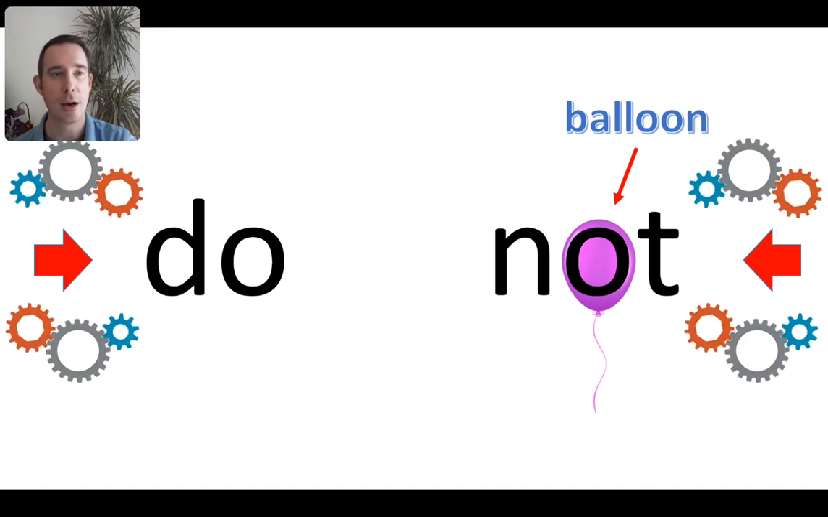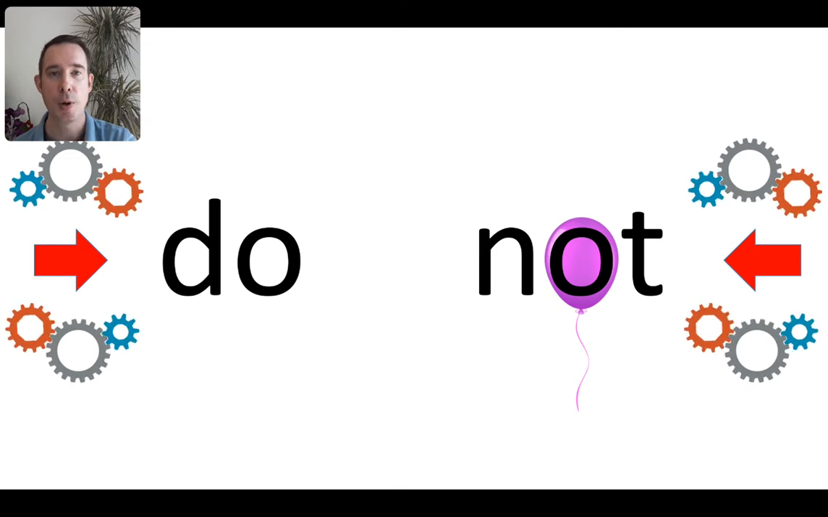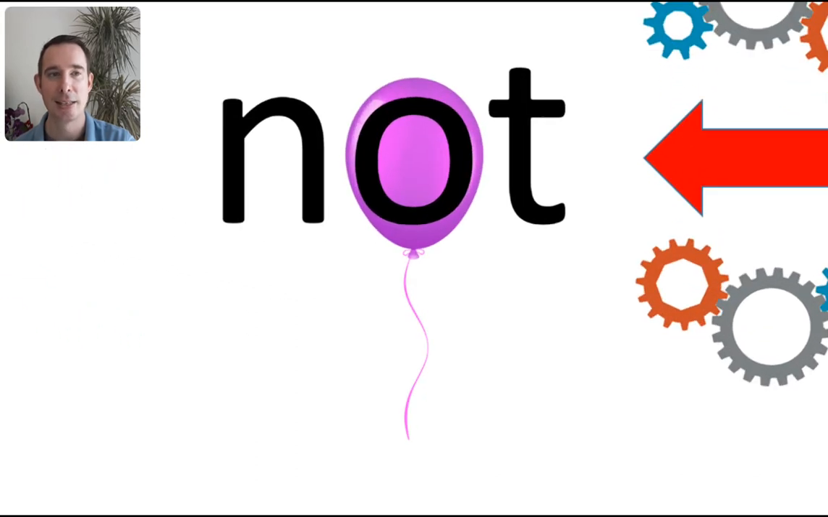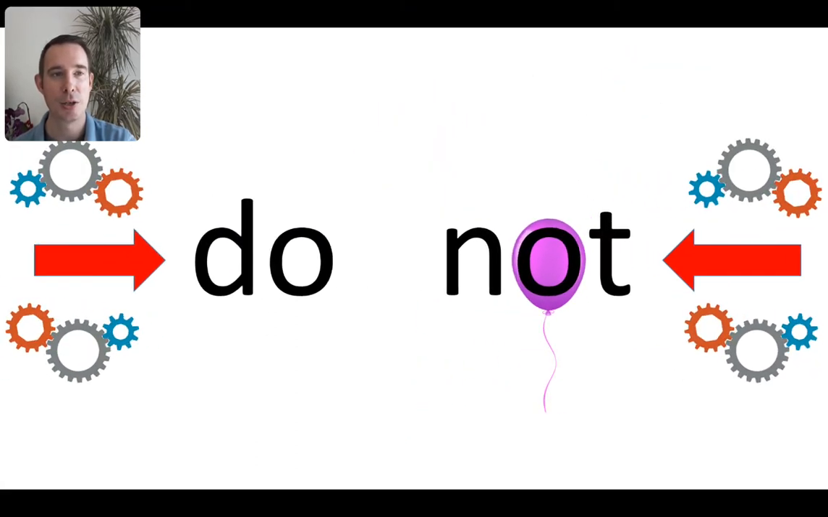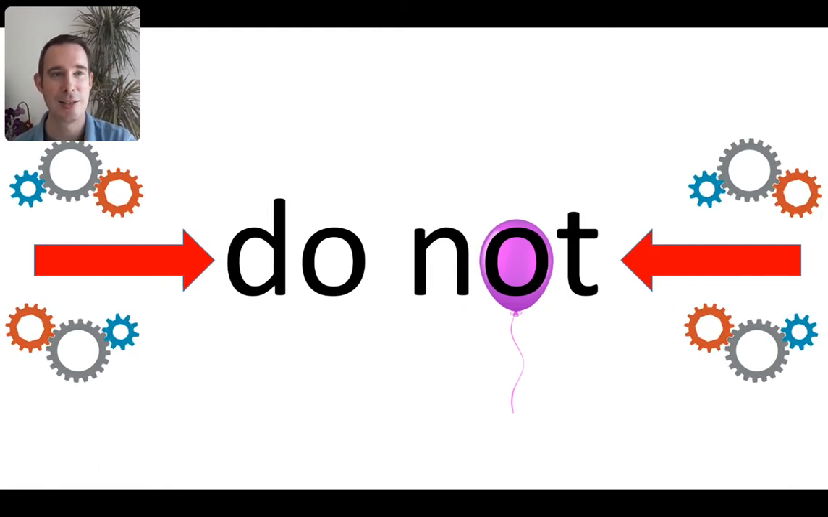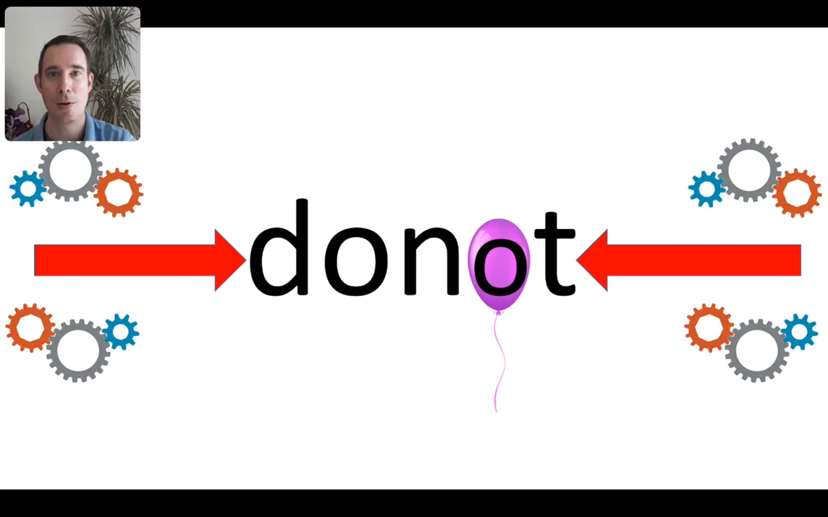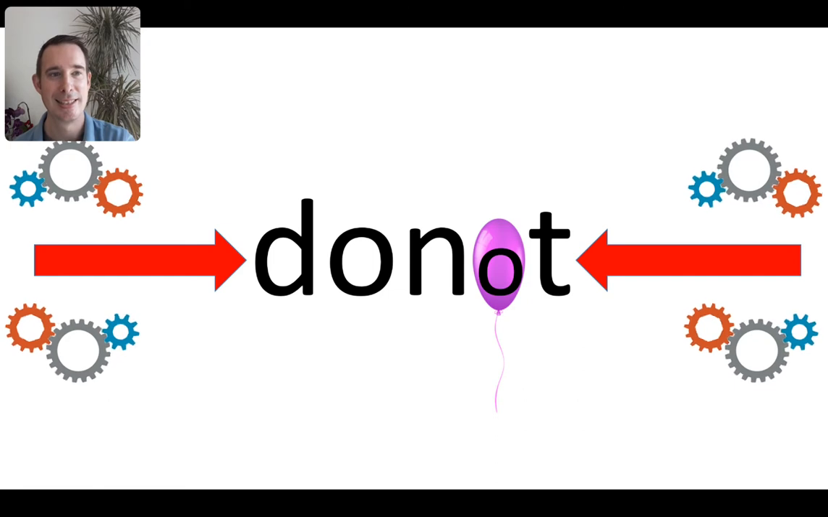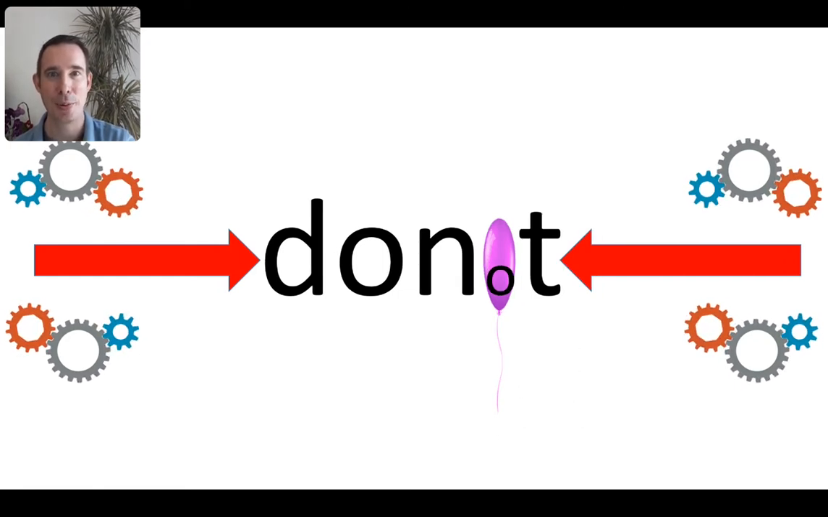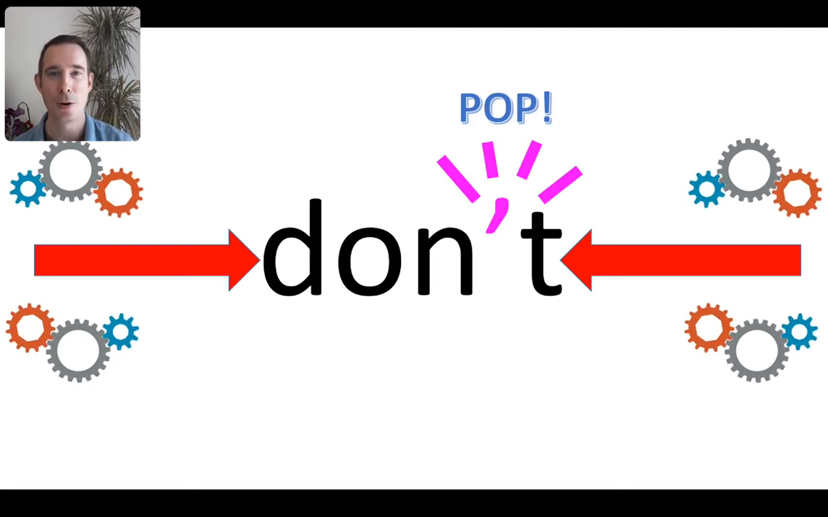So off we go. First, we have the do and the not, and they get squished together slowly. Do not. You can say it with me. Do not. Oh, too far. Do not. See how they're getting closer? Now see the balloon is starting to get squished. It's getting really, really squished. It's gonna pop. Boo! And our O in not has popped like a balloon.